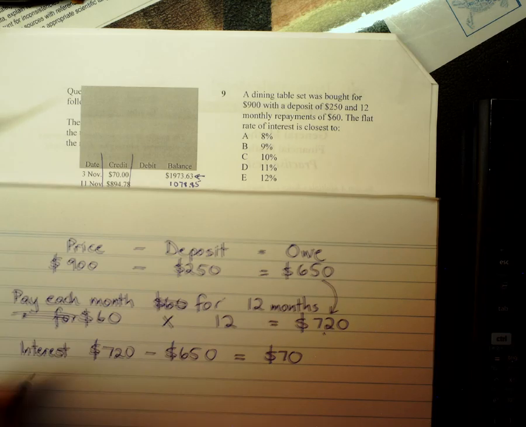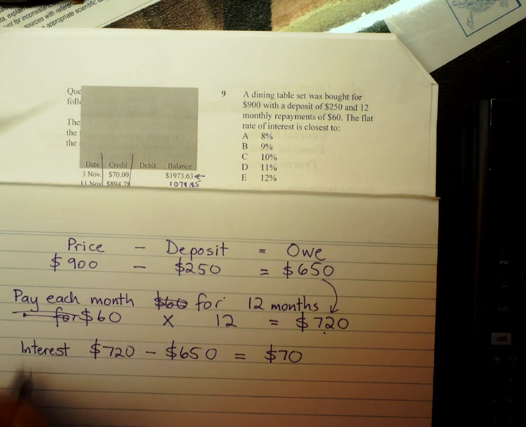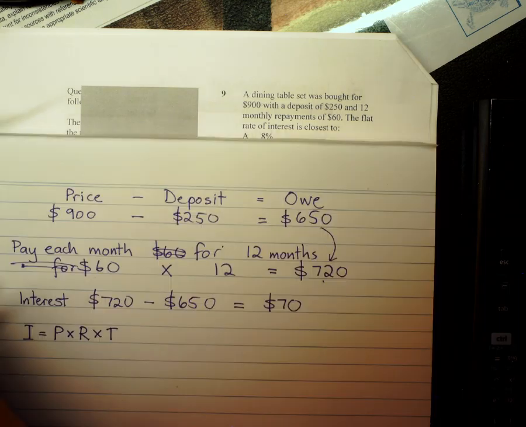And for flat rate, I'm looking at my formula. I equals P times R times T. It's the simple interest formula again. So here we've got the interest is $70.